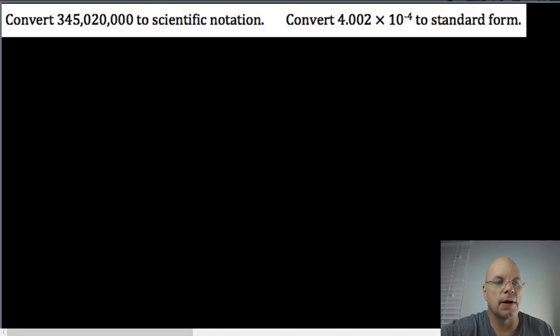Problem number 6 asks us to convert this number in standard form to scientific notation, and then this number in scientific notation to standard form. In order to convert to scientific notation, we should rewrite the number without the commas.